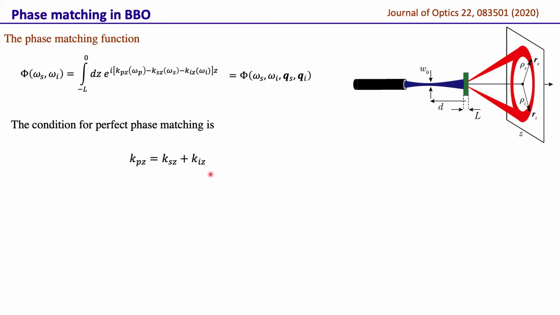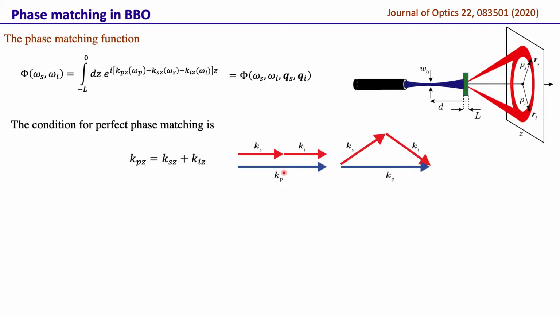So that is the condition for perfect phase matching, and pictorially we can understand this as follows. If this is kp, the wave vector of the pump, this is the wave vector of the signal and the wave vector of the idler, then if kp is equal to ks plus ki, we can get perfect phase matching. That's one way in which we can achieve this condition. The other way is if we have ks and ki like that, since kp is a vector, we can also have this kind of condition in which we satisfy the phase matching.